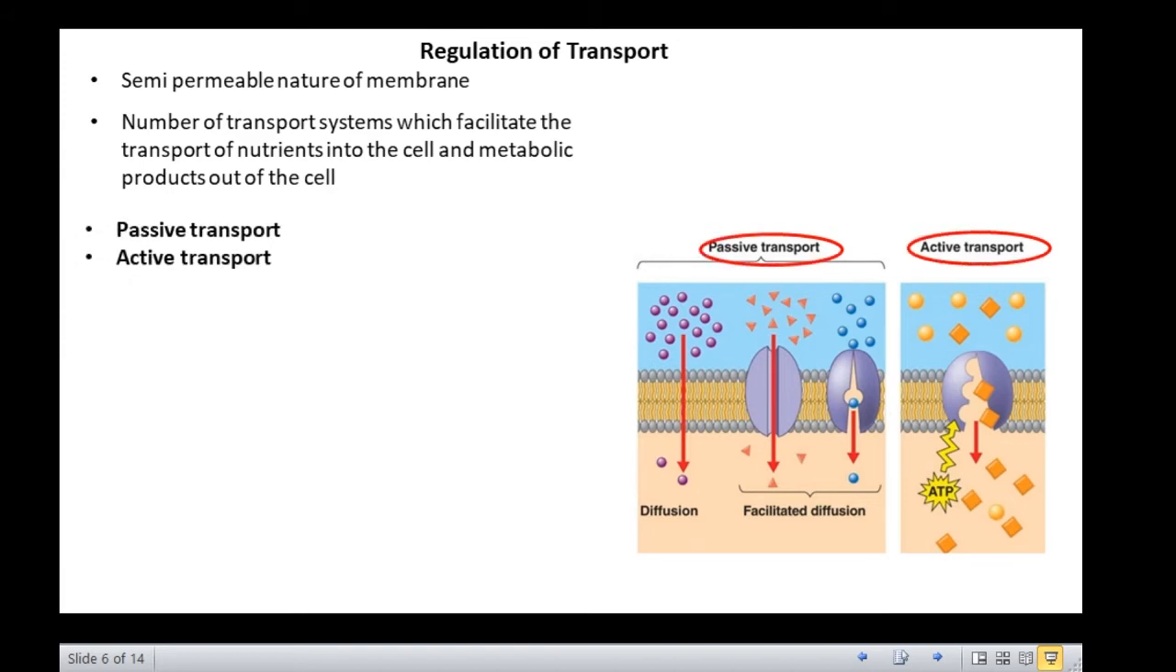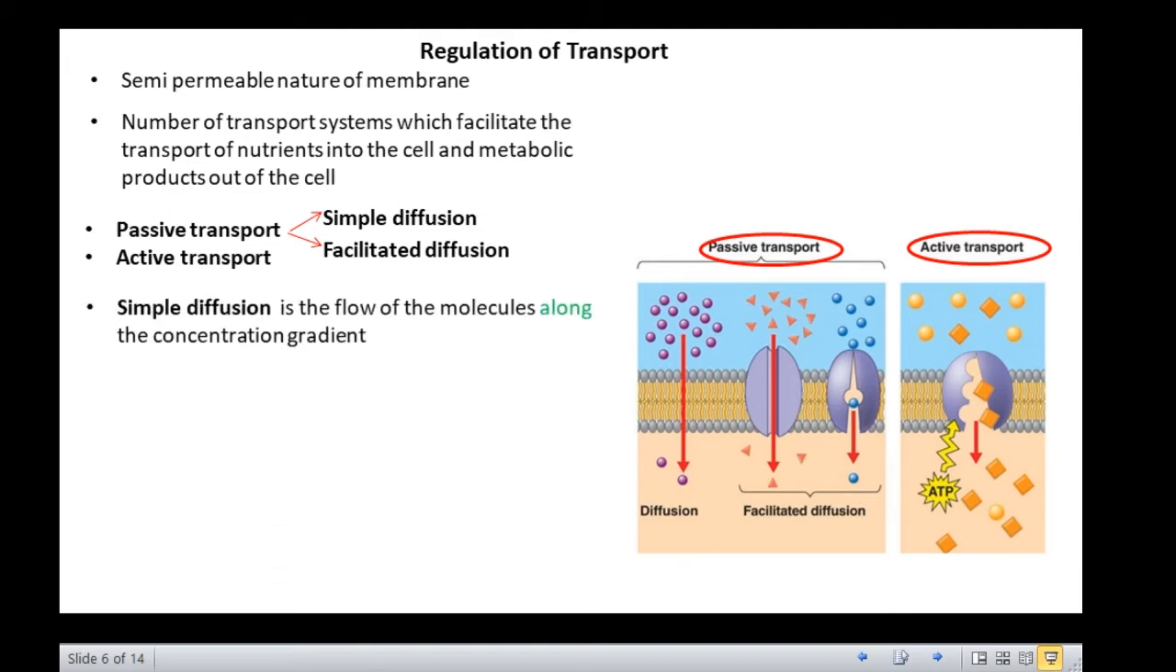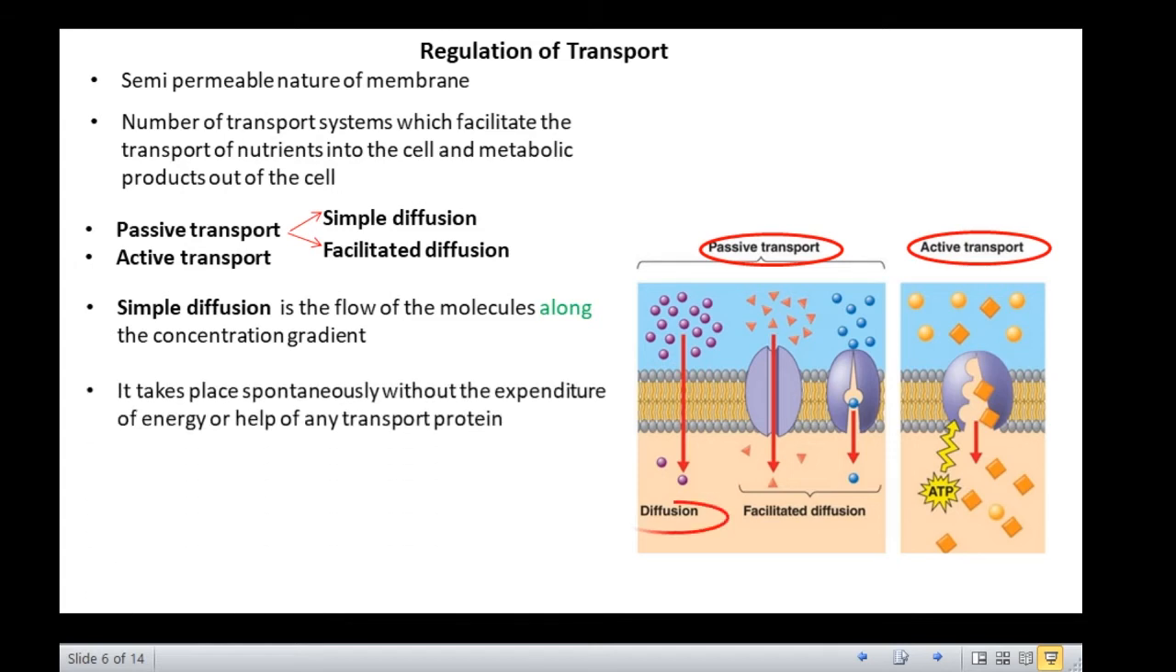Passive transport takes place without the expenditure of energy and is of two types: simple diffusion and facilitated diffusion. Simple diffusion is the random movement of molecules through intermolecular spaces in the cell membrane, and it takes place along an electrochemical or concentration gradient. It takes place spontaneously without the expenditure of energy or help of any transport protein.